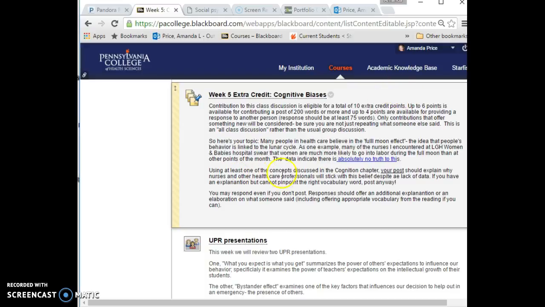And so I want you to choose at least one of the concepts discussed in the cognition chapter and consider how it helps us to understand this false belief. And even if you can't specifically name the concept, but you think you have a pretty good explanation of what's going on, definitely put that in your post.